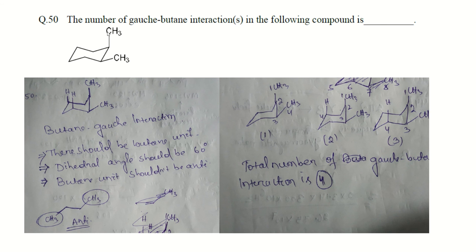Another butane unit, 1, 2, 3, 4. Another butane unit. Here the dihedral angle is 60 degrees in between this 1, 2, 3, 4. Another dihedral angle is not anti. It is also seen, and this one is also seen. It is not anti. So the total number of gauche butane interactions is 4. Already I have shown it here.